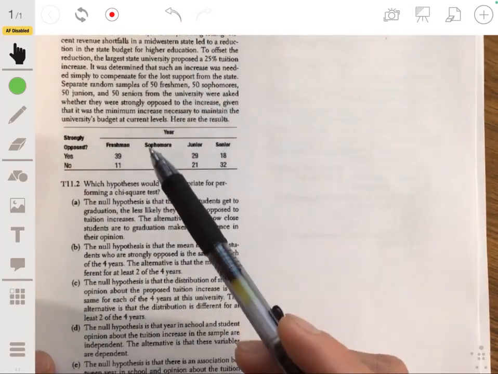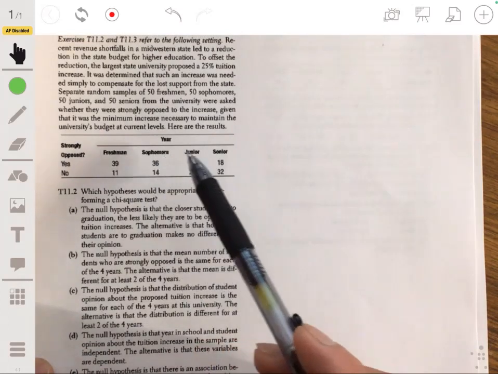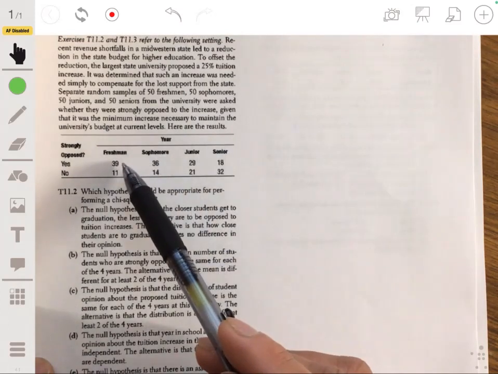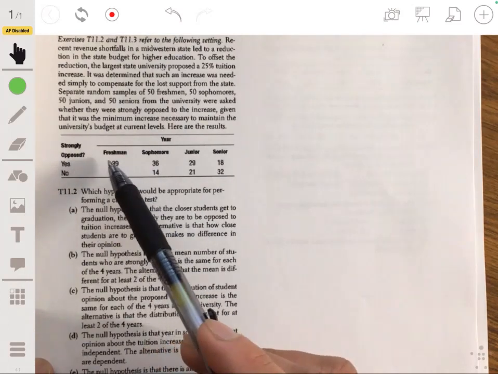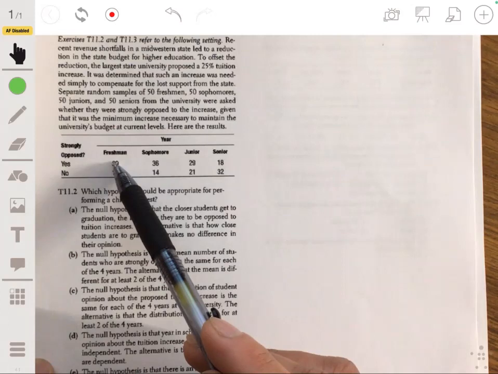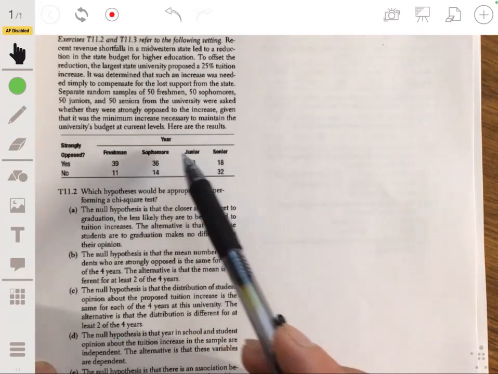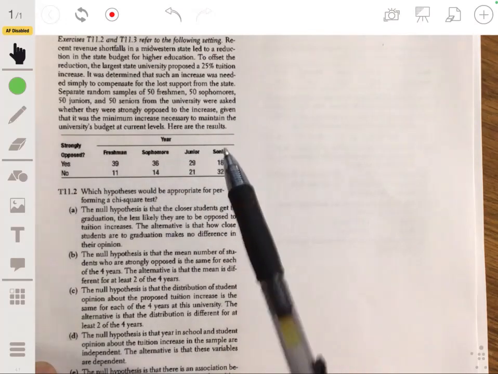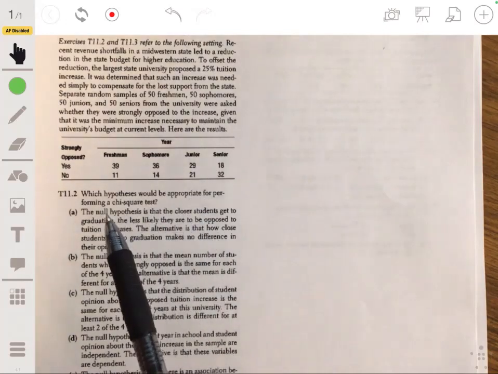Okay, so it looks like they broke it down, again, according to grade: freshmen, sophomores, juniors, seniors, the ones that said they were okay with it, or the ones that did not, strongly opposed. 39 freshmen were strongly opposed and 11 of them weren't. So that's for each grade level. So which hypothesis would be appropriate for performing a chi-square test?